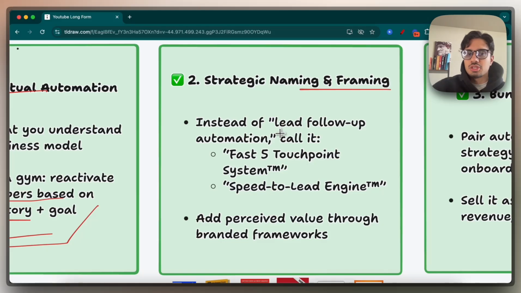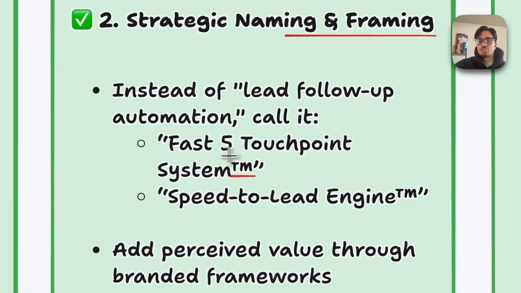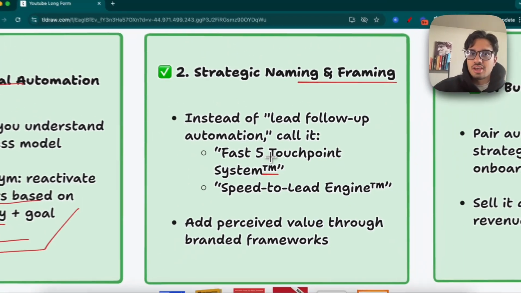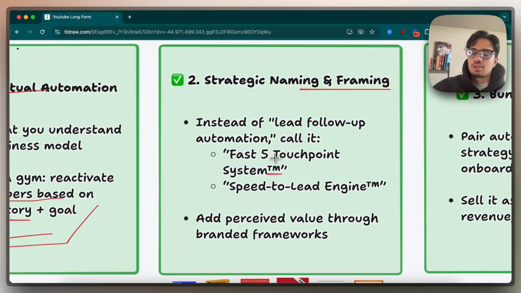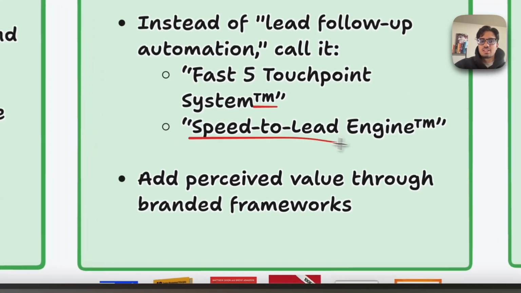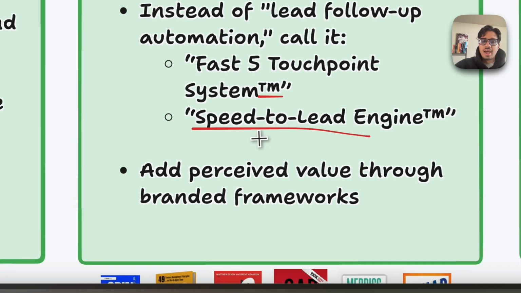Instead of saying you have a lead follow-up automation, you can call it my Fast 5 touchpoint system, something that's trademarked, like this is yours. It's proprietary. Nobody else has this. This is your system. On the back end, it could be the same thing that everybody else is using, but on the front end, this is your system. It could be something like the speed to lead engine, for example. You can add perceived value through branded frameworks.